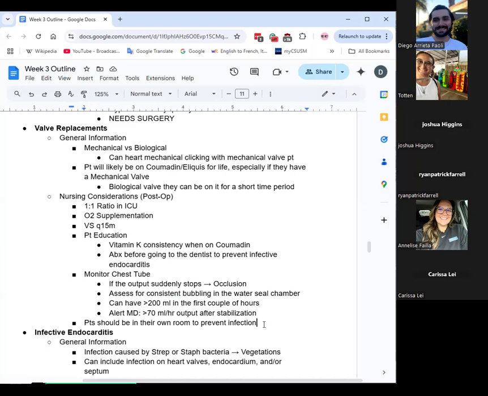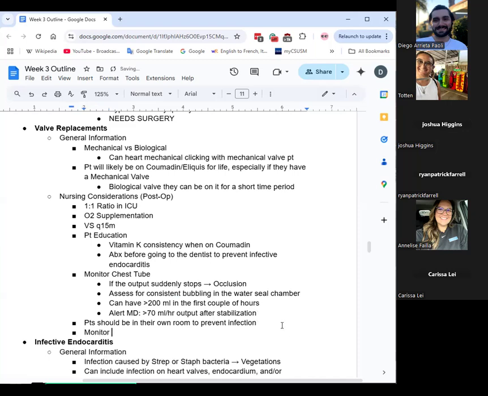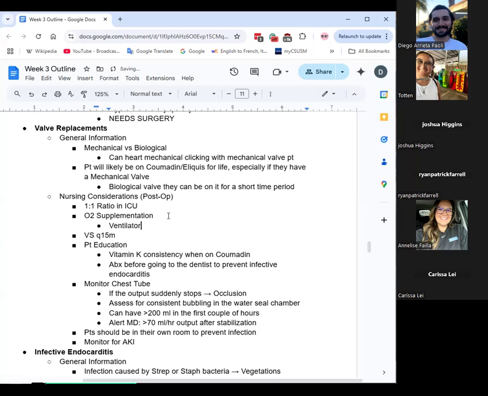And we said monitor for AKI, so kidney function. Ventilator VAP bundle. That came up in your test. That came up for you guys, huh? In the test you had, I guess it was last week. Yeah. All right, cool. So we all got it right. We all got there. We all survived.